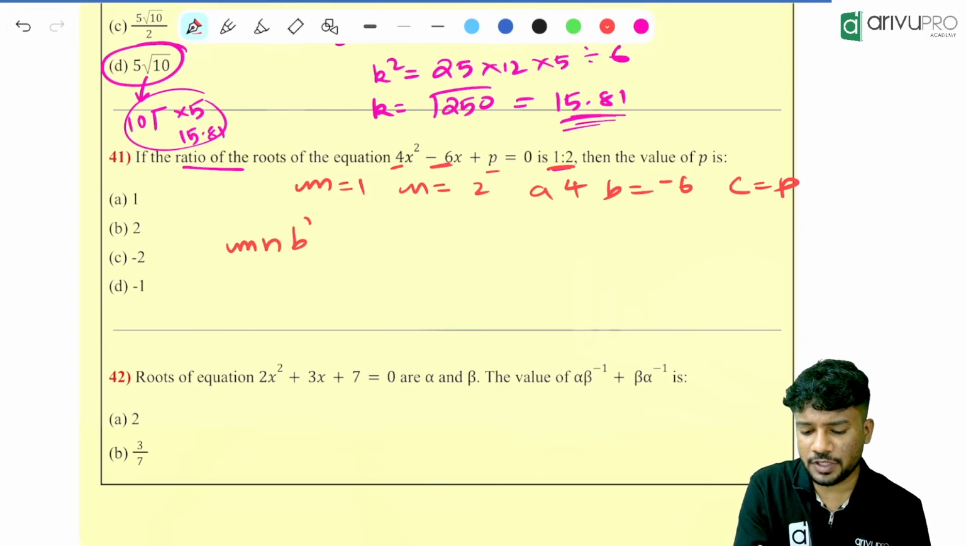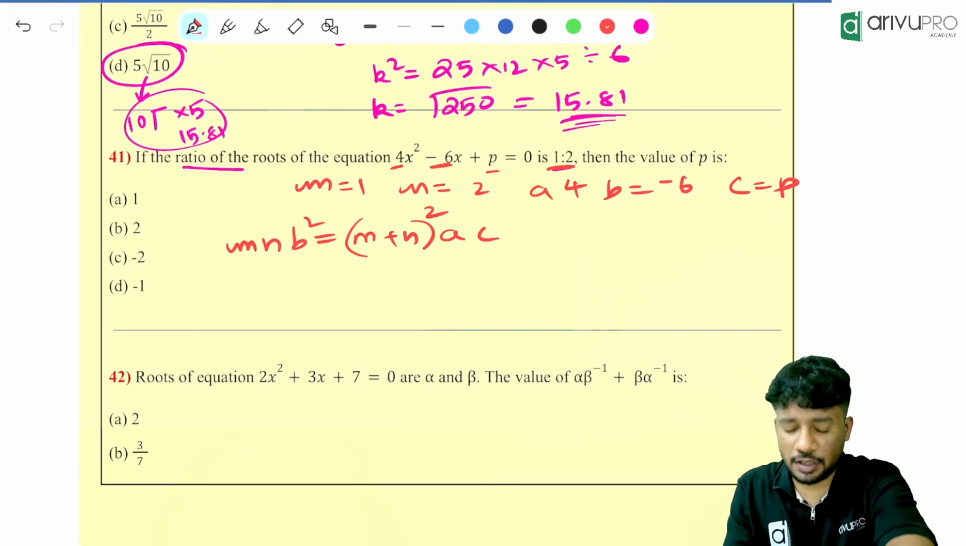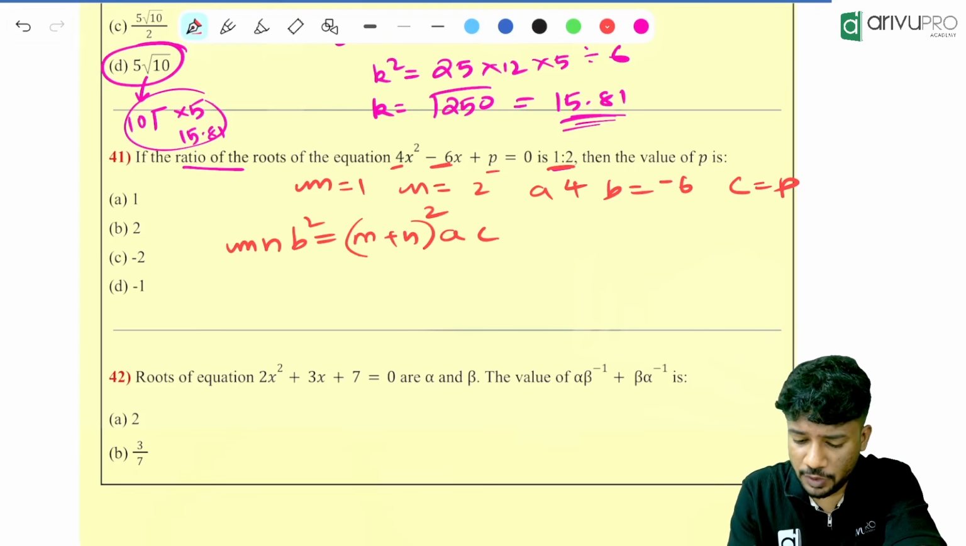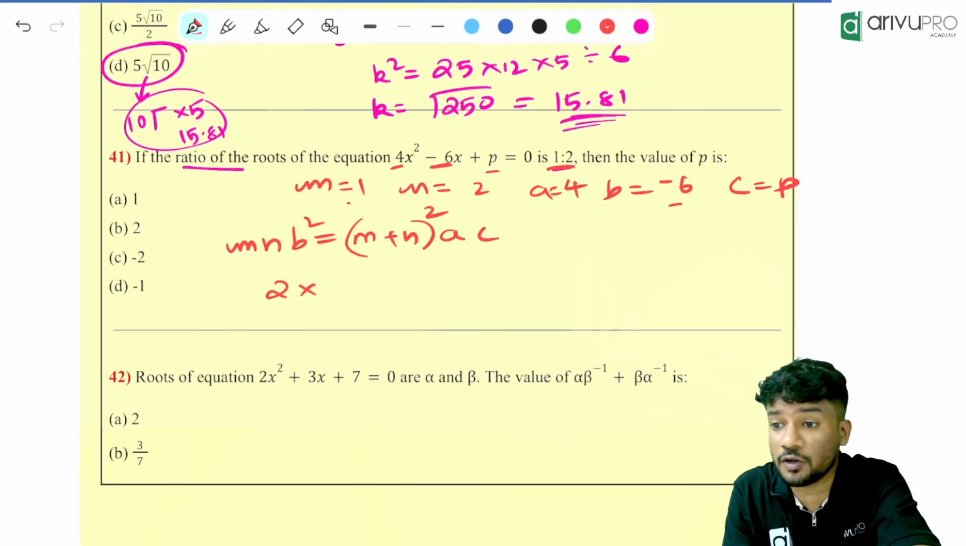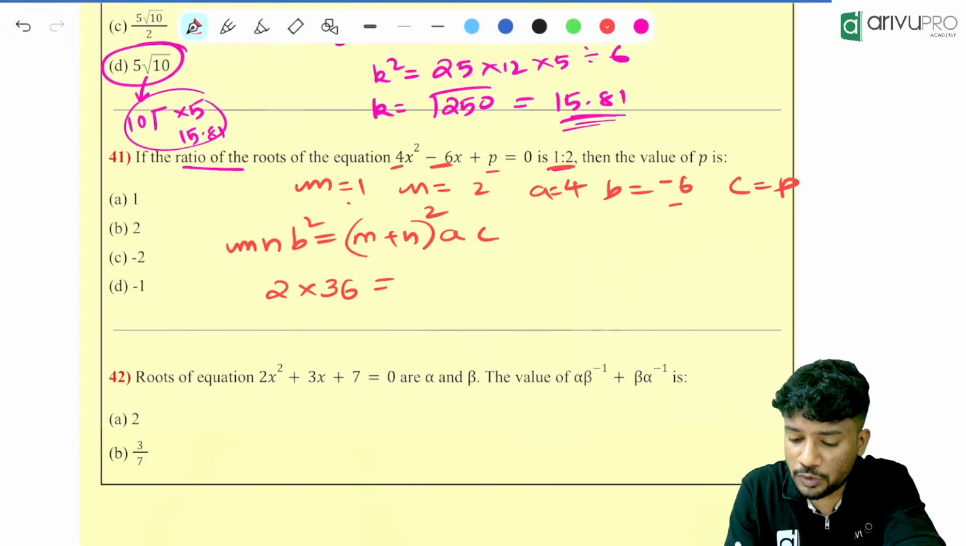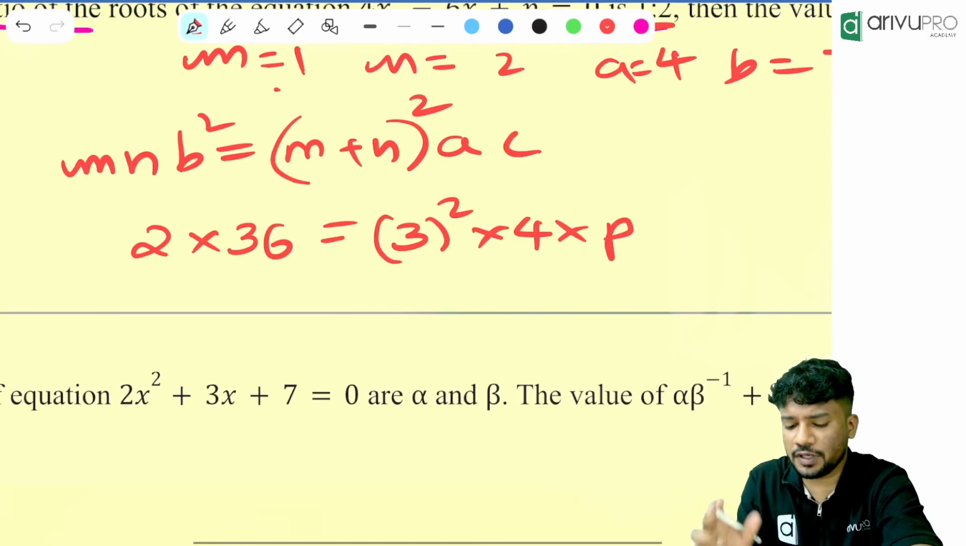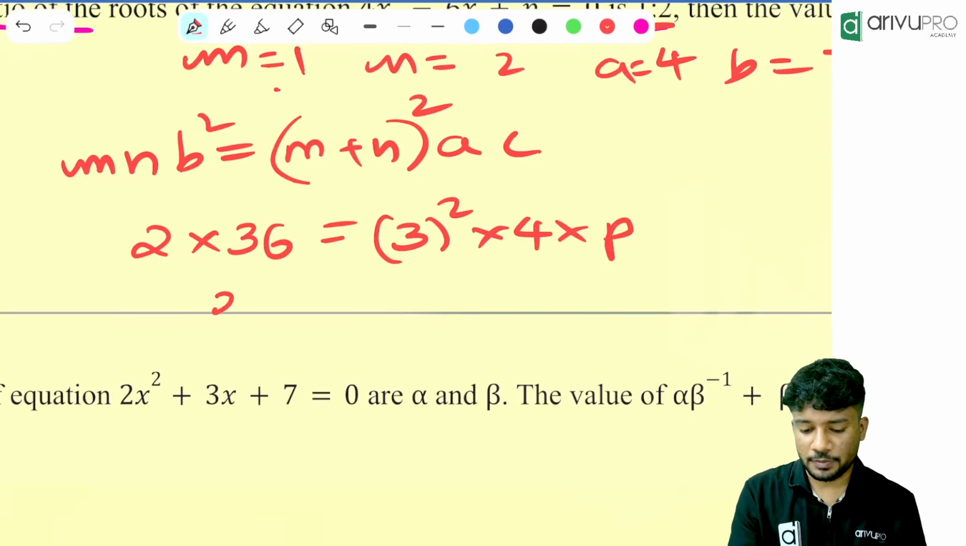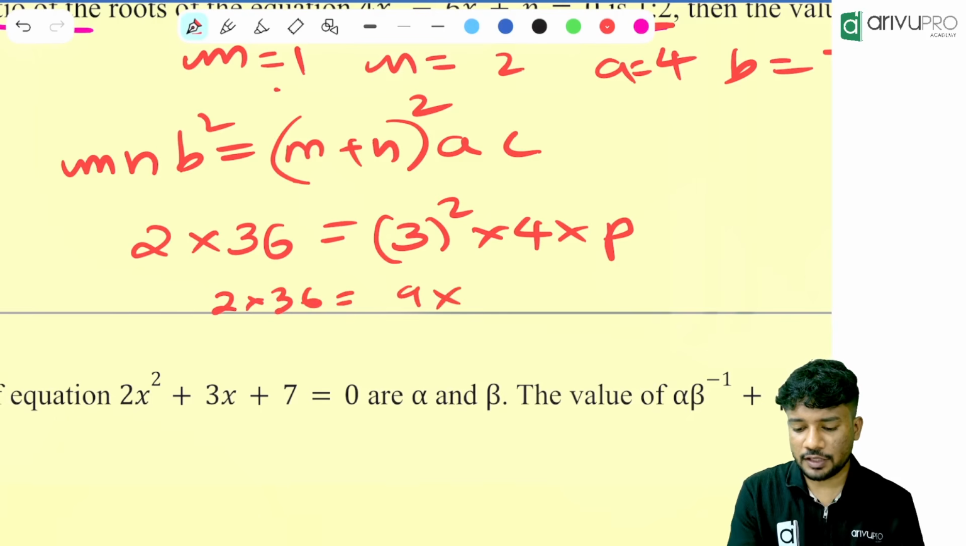What is the formula? mn b square is equal to m plus n the whole square into a into c. m into n is 1 into 2, which is 2. 2 into b square: -6 square is 36. Which is equal to m plus n, that is 1 plus 2, which is 3. 3 square into a, which is 4, into c, which is p. Substitute everything. How much is it? 2. Everyone got it as 2? So it becomes 2 into 36 equal to 9 into 4 into p.